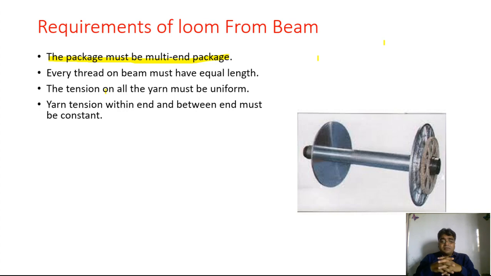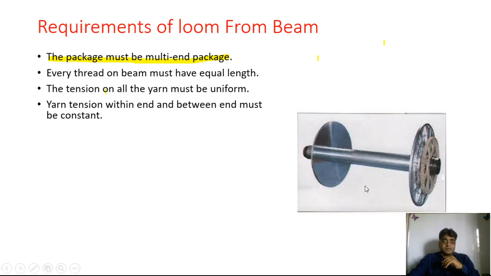Now what is meant by between ends? Between ends म्हणजे काय, 1 नंबर दोऱ्याला जो टेन्शन आहे, 2 नंबर दोऱ्याला सुद्धा तेच टेन्शन असणं अपेक्षित आहे. 100व्या दोऱ्याला सुद्धा तोच टेन्शन, 1000व्या दोऱ्याला सुद्धा तोच टेन्शन अपेक्षित आहे. So here the yarn tension within an end and between ends must be very constant. This is another expectation from the loom shed towards the beam.